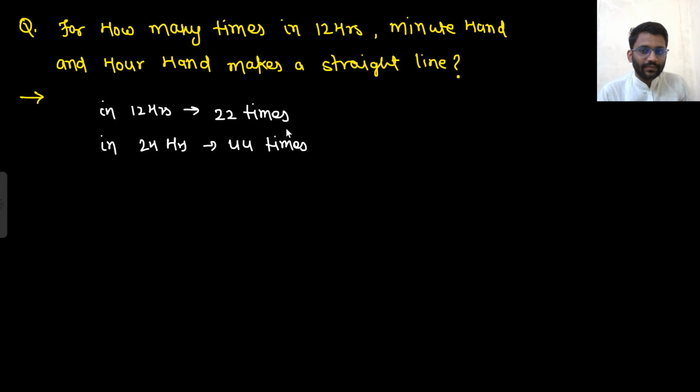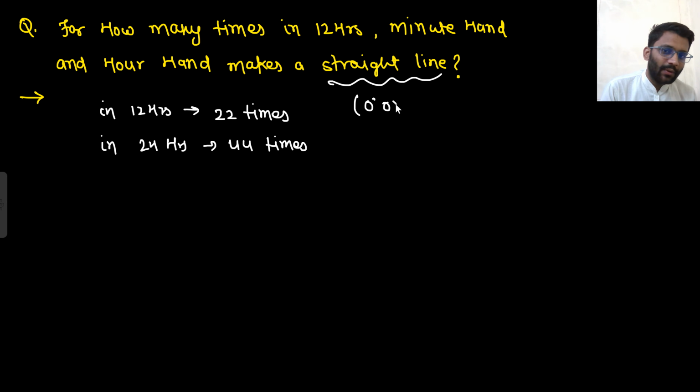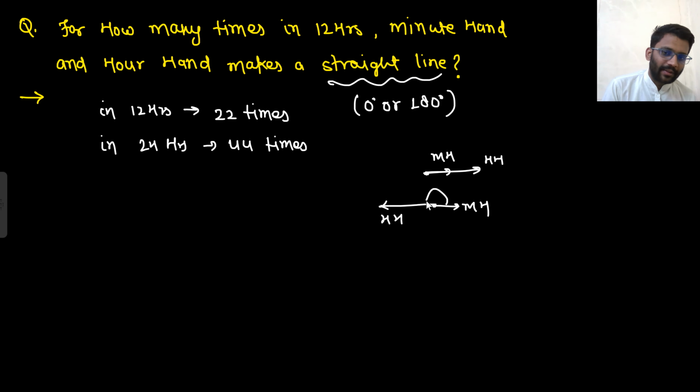What do you mean by a straight line? A straight line means 0 degree or 180 degree. Both are acceptable. If the angle is 0 degree, that means both are coinciding. This is the angle 0 degree, and this is the angle 180 degree. So both angles are acceptable.